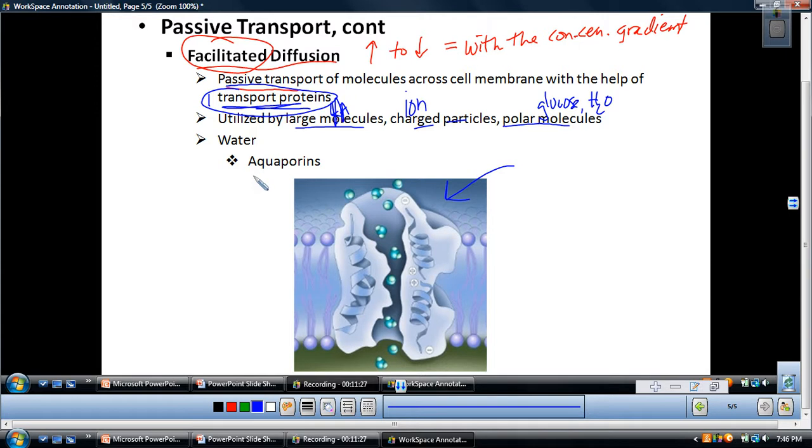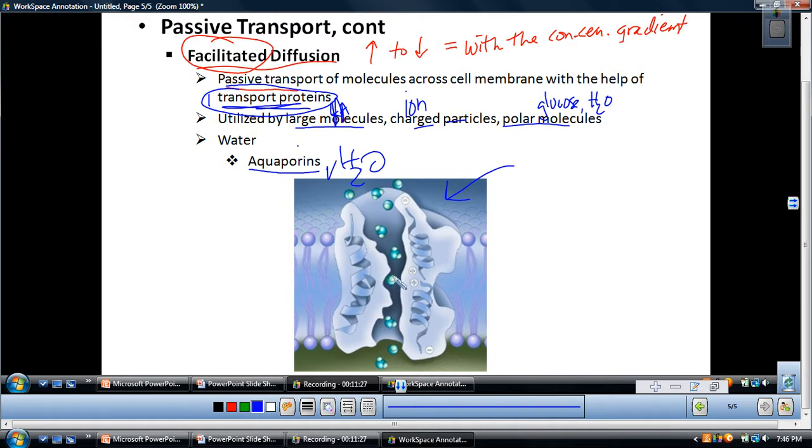These are amazing, guys. The rate at which these things allow water into the cell is unbelievable. It's a special water channel that allows water to go through the cell membrane.